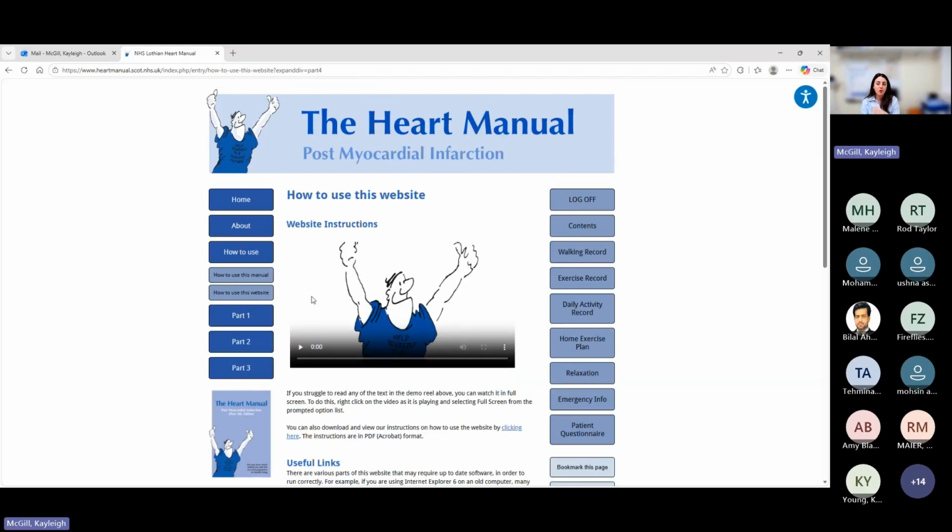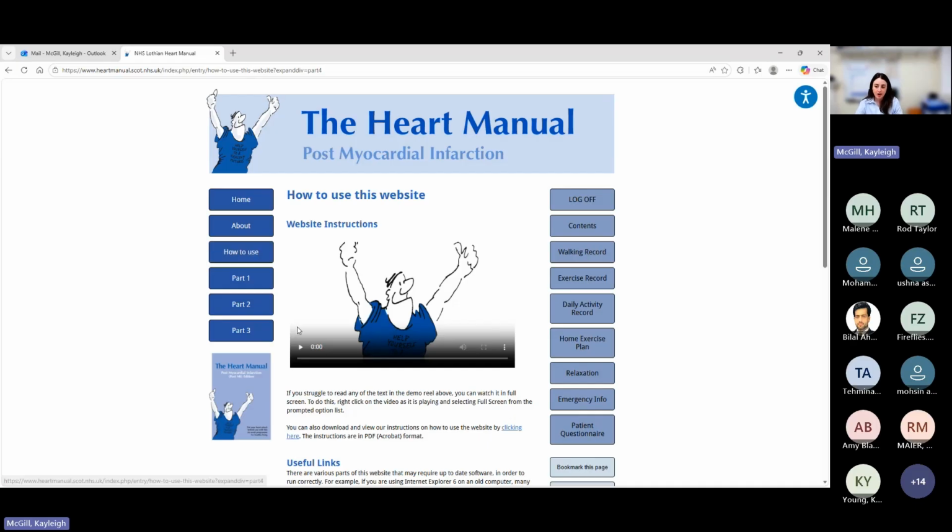So I think that really sums up all of the introductory content that patients are provided as they begin engaging with the programme. So now I'm just going to run through the 3 main parts. I know we don't have a lot of time today, but I just want to point out some of the key components of our Heart Manual programme.